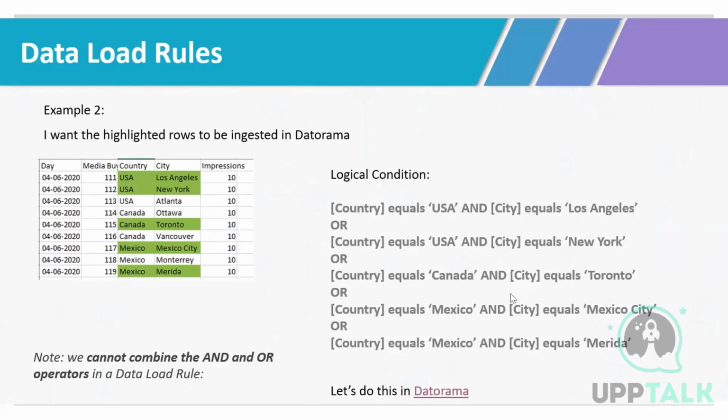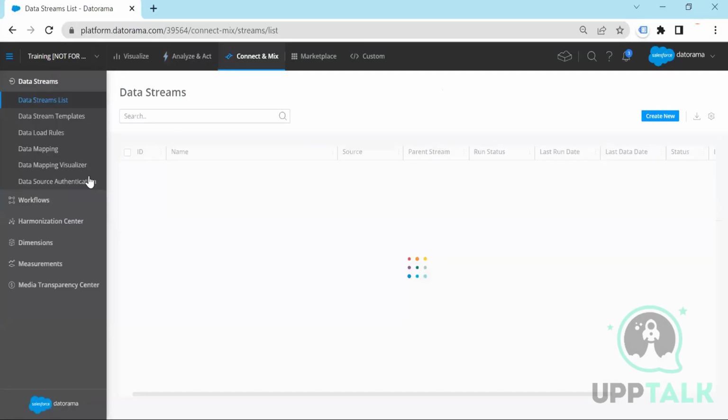Then what we need to do is work in a sequential way, whereby we first filter our countries and then filter our cities. In a logical condition, you would write country equals US and city equals Los Angeles, or country equals US and city equals New York. But you cannot combine AND and OR operators in a data load rule. So, as it is sequential, you can filter your country and then filter your city.